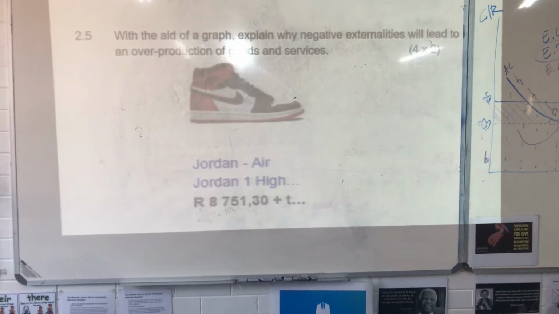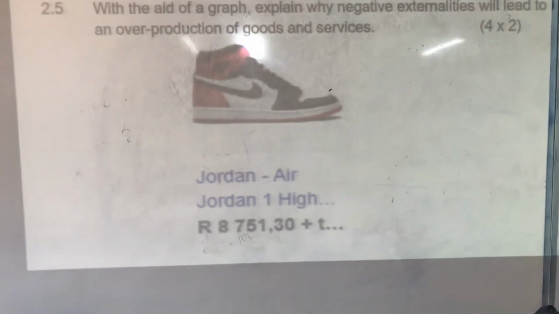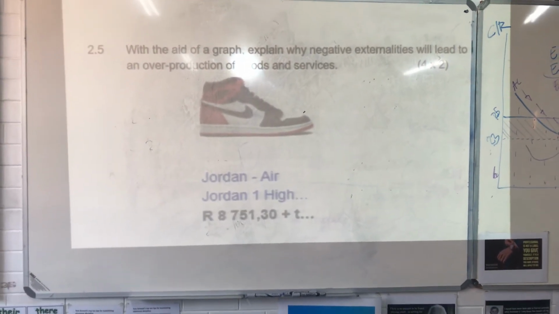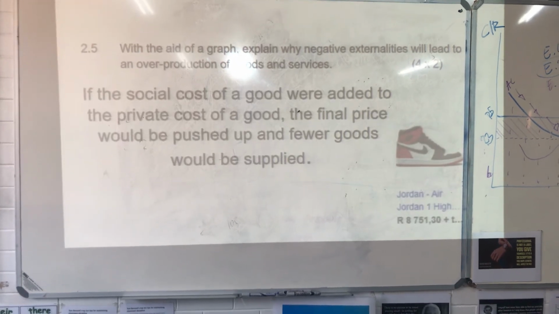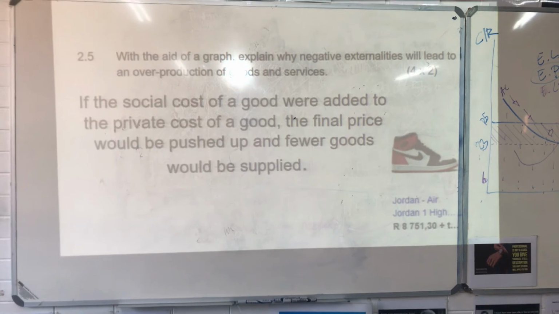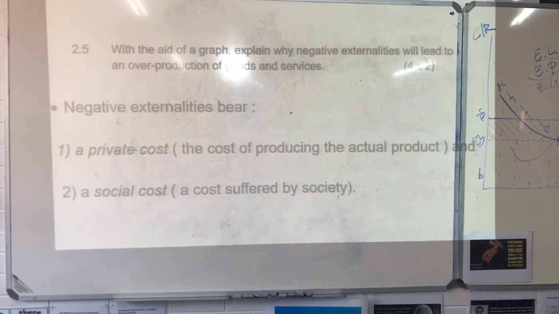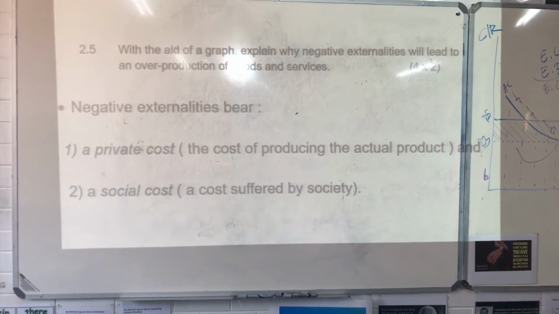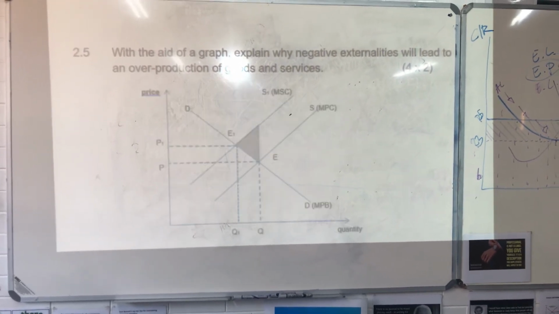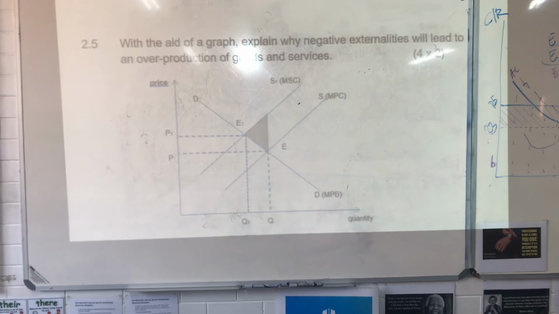So if we look at this Nike sneaker, this Air Jordan going for 8,751 Rand, if we had to include the social cost, it would be much higher than this 8,700. The cost that we're seeing now is actually the private cost of the Air Jordan. If we included the social cost, we'd be looking at a higher price. So graphically, what does it look like?